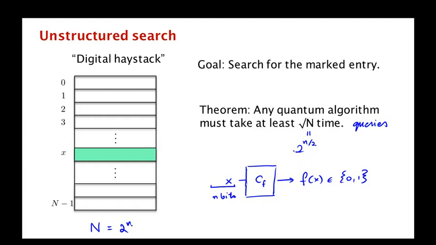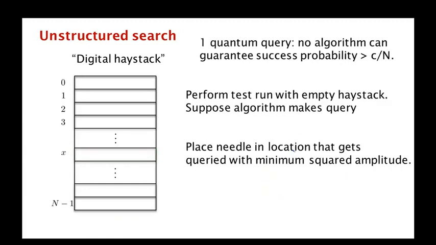Okay, so how do we prove such a theorem? First let's show that using one quantum query, there's no quantum algorithm that can guarantee a success probability larger than some constant over n, probably 4 over n.